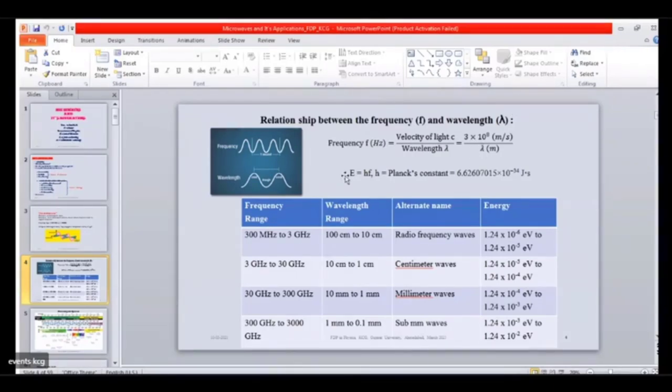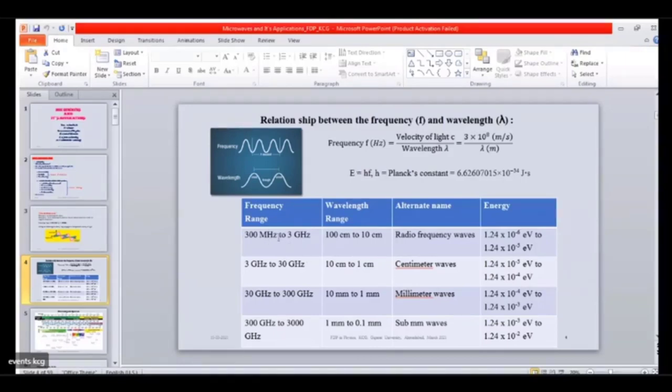Another important property related with the wave is the energy of the wave, or energy of the photon we call it, and it is given by E is equal to h into f, where h is Planck's constant and its value is 6.626 into 10 to the power minus 34 joule second. So with this value of h and the frequency of the wave, we can calculate the photon energy.